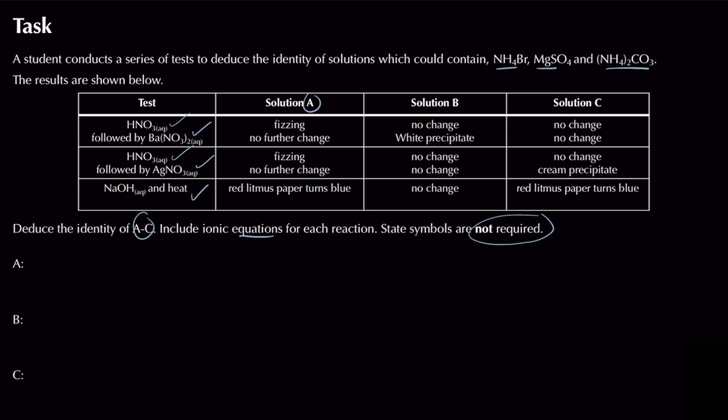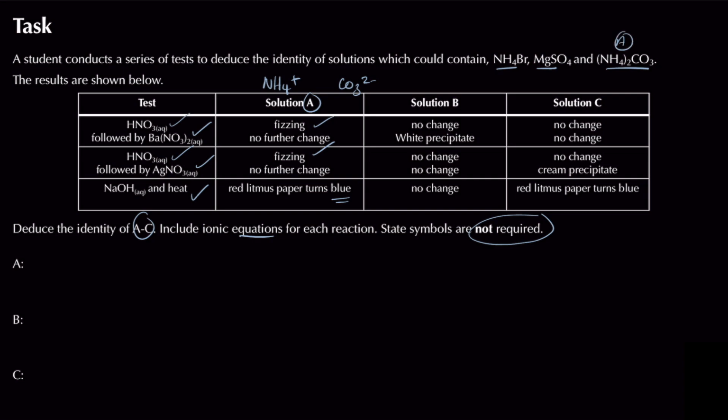Looking at solution A to begin with, when we add nitric acid, we end up with fizzing. So we know for definite we must have carbonate ions present. But then we also end up, after heating with sodium hydroxide, with ammonia gas being produced, and that turns damp red litmus paper blue. So we know we've got NH4+ and CO3 2- ions. So the first one is going to be A.